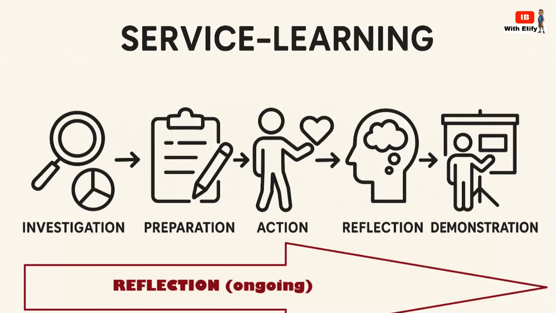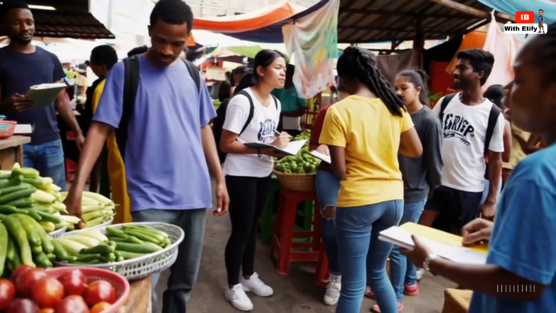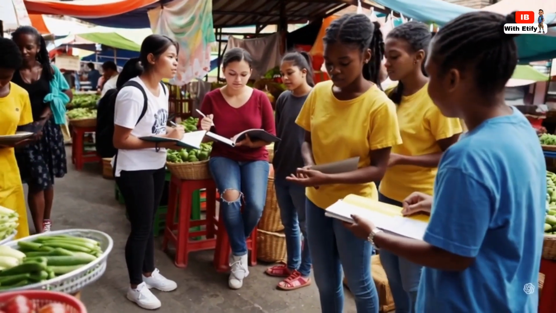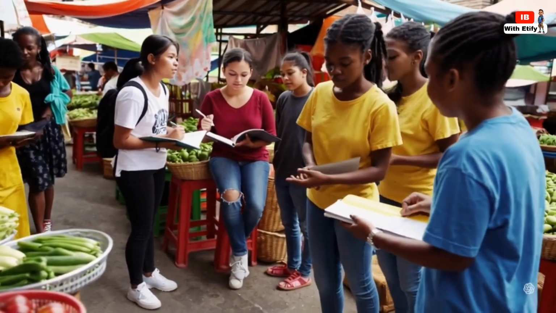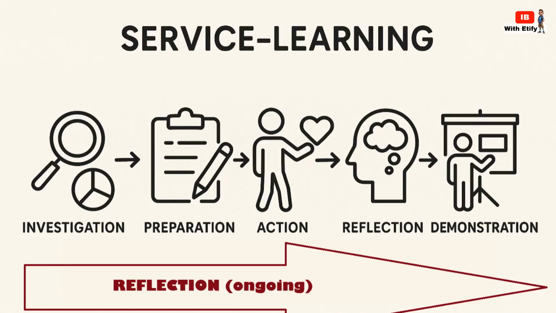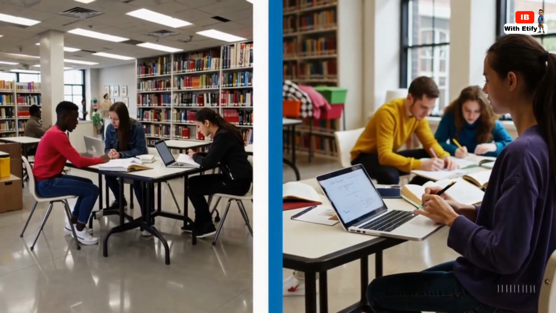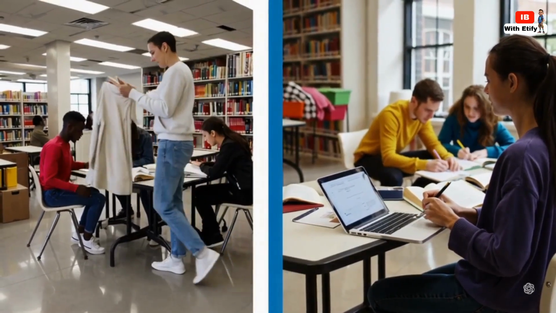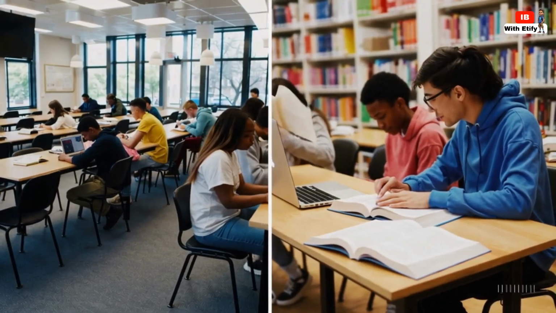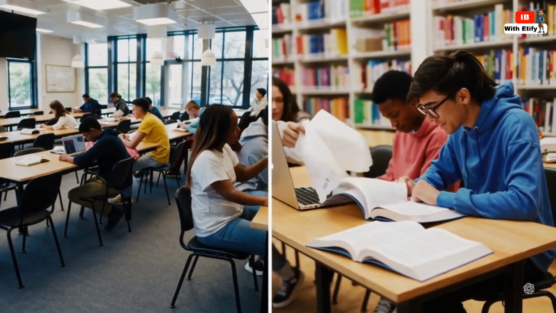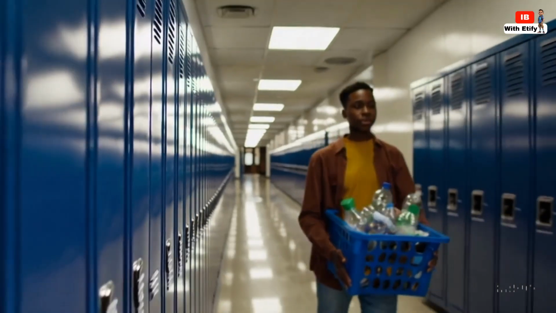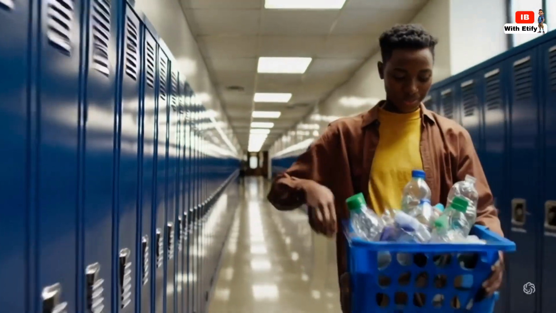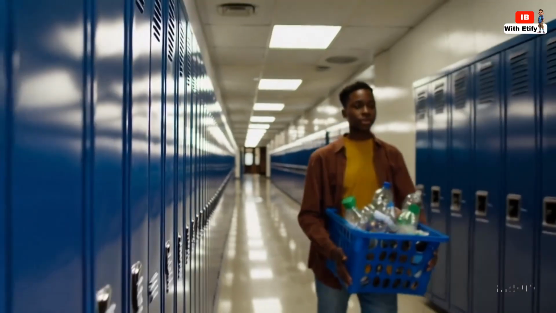It kicks off with investigation, where students research and analyze the needs within their communities. This is where the real inquiry begins. Students gather information, discuss relevant issues, and get a clearer understanding of what needs to be done. The next step is preparation, where they plan their service activity. This includes setting clear goals, defining roles, creating timelines, and making sure everyone knows their responsibilities. Once everything is in place, we move into the action phase. This is where the rubber hits the road. Whether students are working alone or in groups, this is where they implement their plans and make a tangible impact.